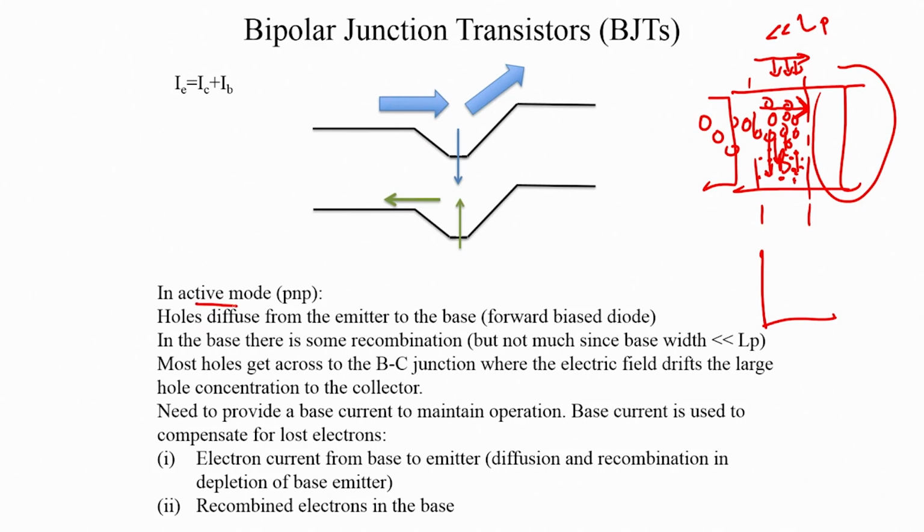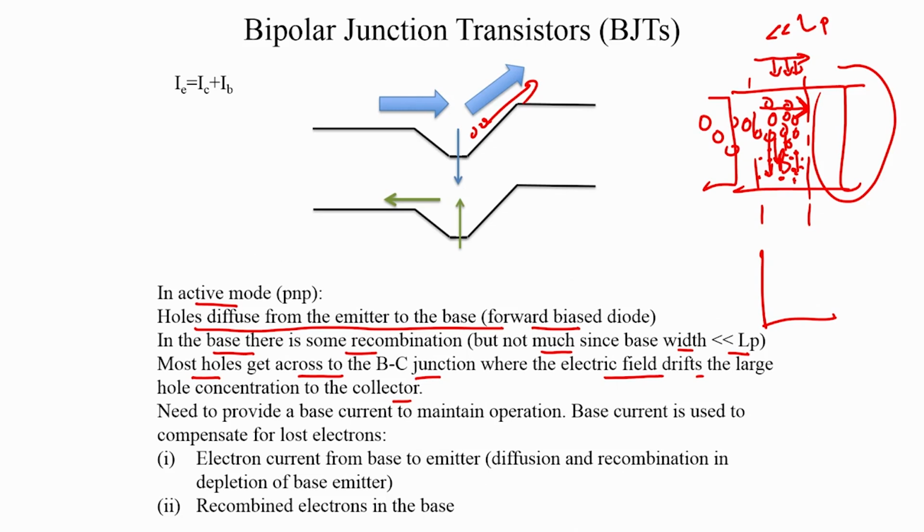In active mode of operation, holes diffuse from the emitter to the base because of the forward biased diode. In the base there is some recombination, but not much since the base width is much less than LP. Most holes get across to the base collector junction, where the electric field drifts the large hole concentration to the collector. So, all the holes now drift to the collector, and essentially the collector collects a large hole population from the emitter.